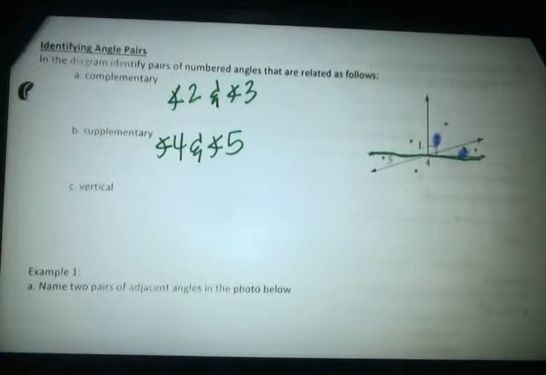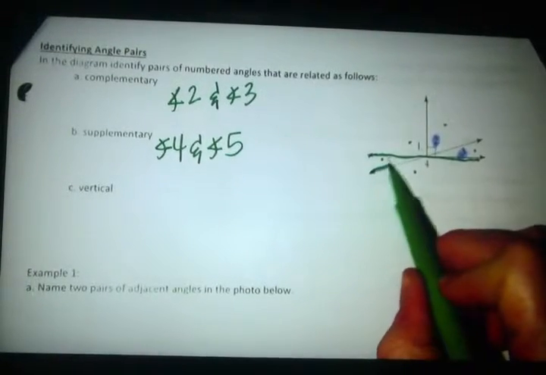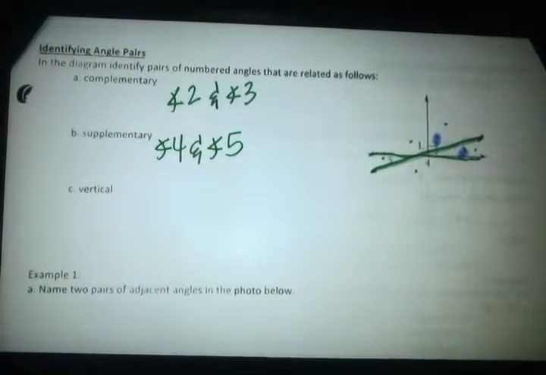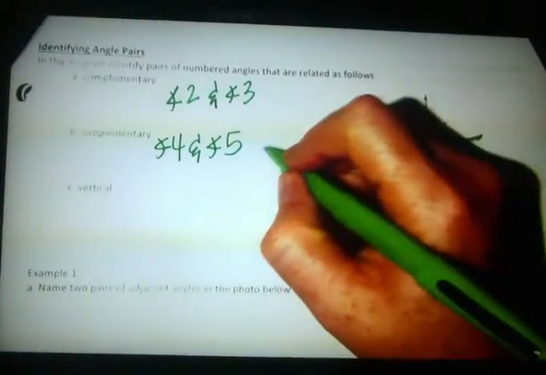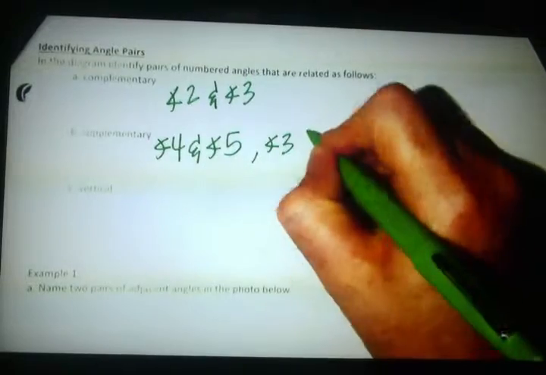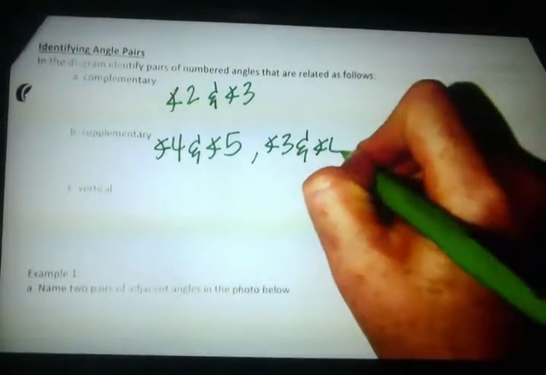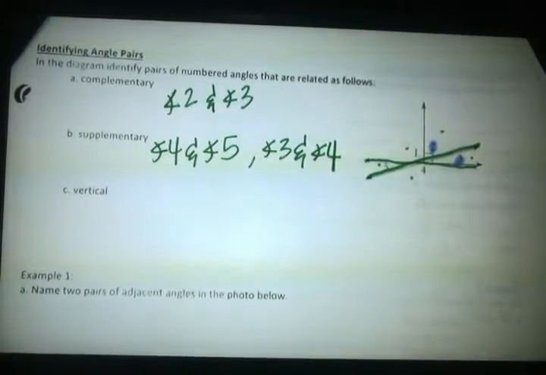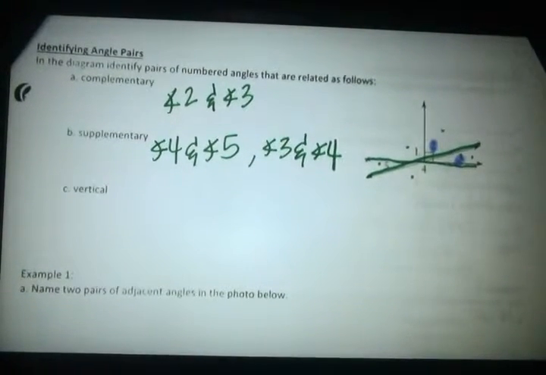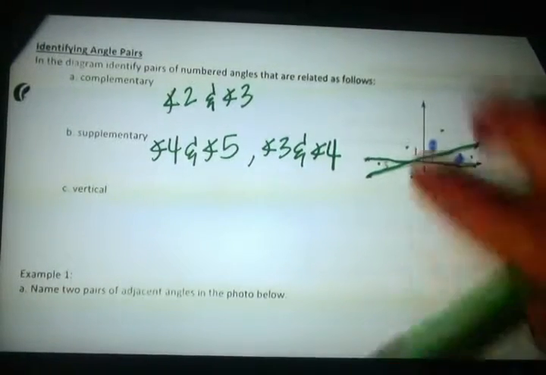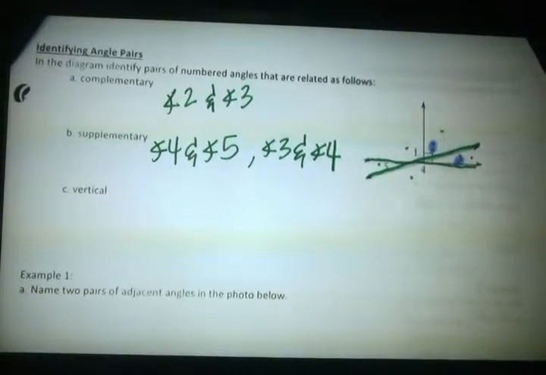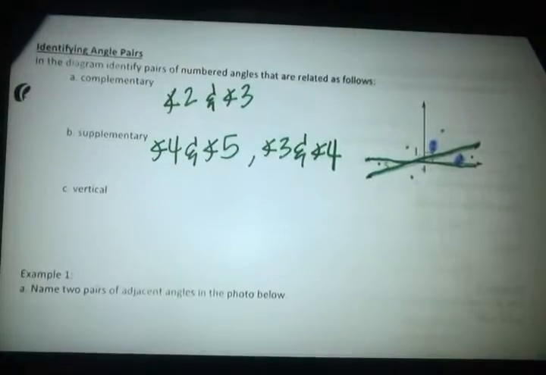Okay? Alright, let's think, is there another line going on here? Well, yeah, there is. Here's a straight line. Are there two angles that add up to 180 there, supplementary? Yeah, angle 3 and angle 4. Okay? So as long as you didn't say angle 1, 2, and 3 are supplementary, then you're good, because you can't have three supplementary angles when it says pairs.